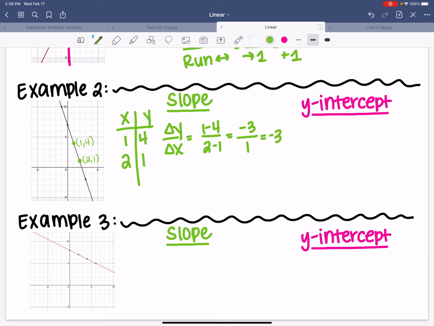Now I could also use the rise over run method. So to do that, I would start at one point, it doesn't matter which one, and just count to get to the next one. So if I start at 1, 4, I would go down 3, right 1. So since I went down 3 and right 1, that's a negative 3 since I went down, and a positive 1 since I went to the right. So negative 3 over 1 is still negative 3, no matter which way you choose to do that.